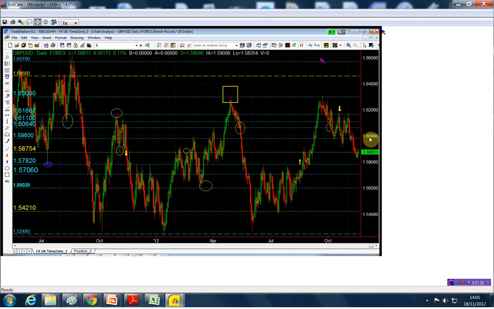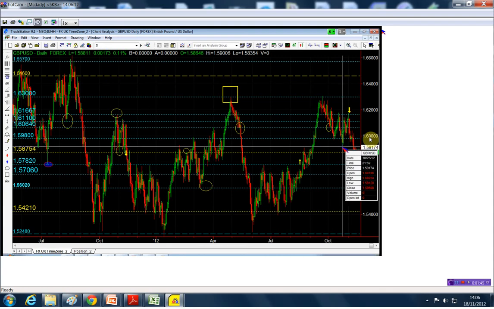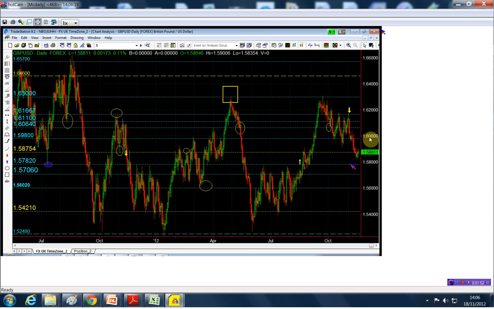Now we have a failure to make a high. We have another failure to make a high, and there is the structure, the last structural point, which we broke below. So below this point here, which is the 159.12, the trend is still to the downside, and my bias is still short the pound dollar, but we're sitting at this significant point, which is the 158.75.